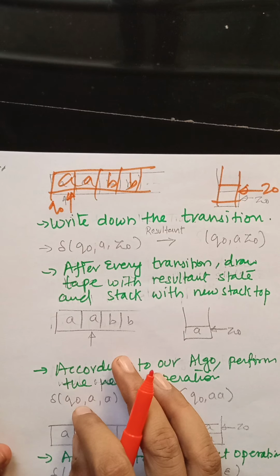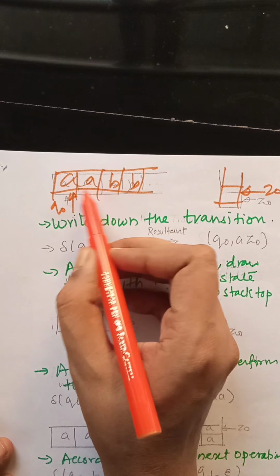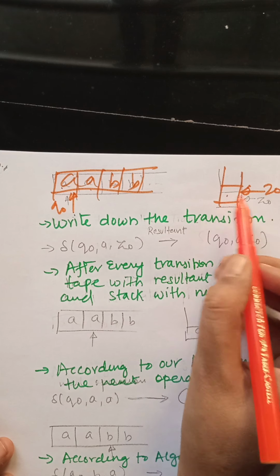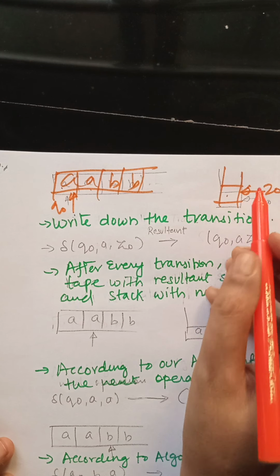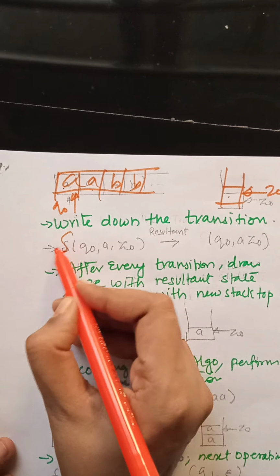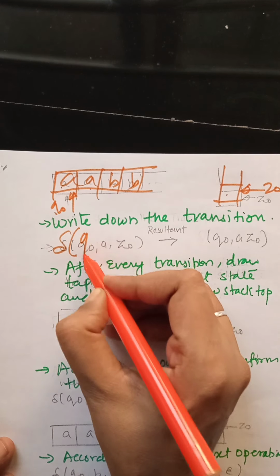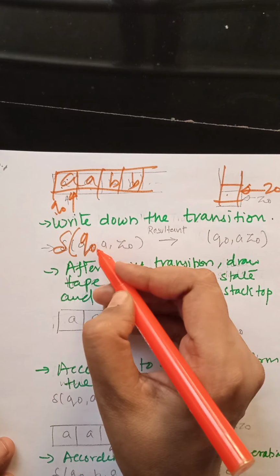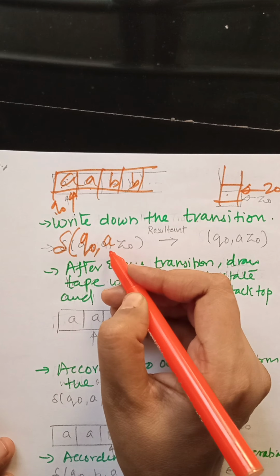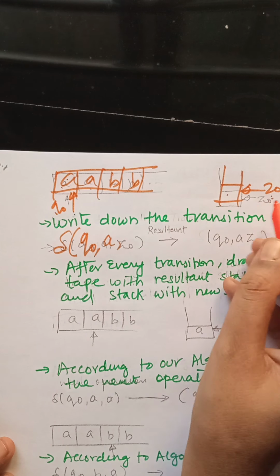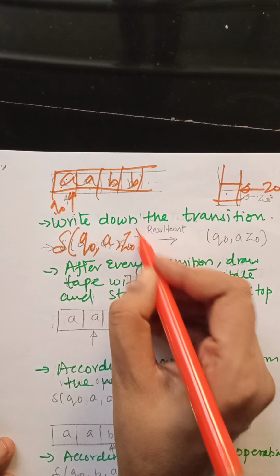So according to our algorithm, for every occurrence of A, the A has to be transferred onto the stack. So this is called a push operation. So how are we going to represent that push operation? By using the transition symbol. The transition of which state? First of all we are going to write the state name, then which symbol on the tape, comma, the tape symbol A, comma, the top of the stack. Now the top of the stack is empty, so we'll put Z0.